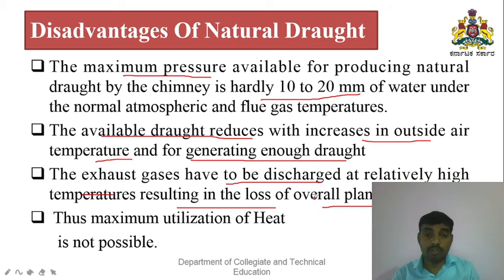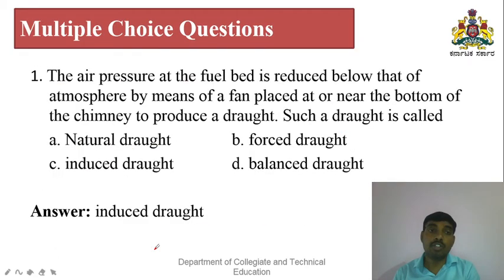That is one major disadvantage. Again, maximum utilization of the heat is not possible. Because it is natural circulation, utilization of the heat for different applications or different accessories may not be possible. So these are the main disadvantages of using the natural draught system.